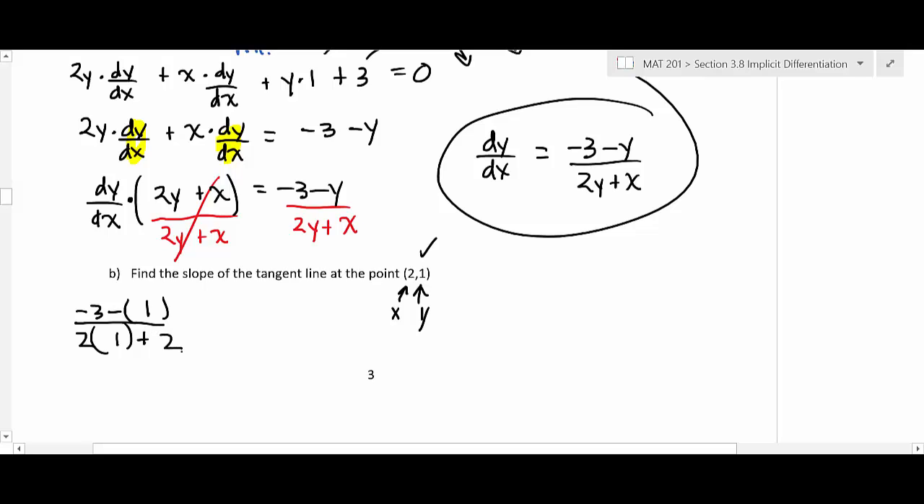So I'm just plugging in the point. Simplified, that'll give you the slope of the tangent line. So that looks like that is negative 4 over 4. So that's negative 1, like that. Okay?